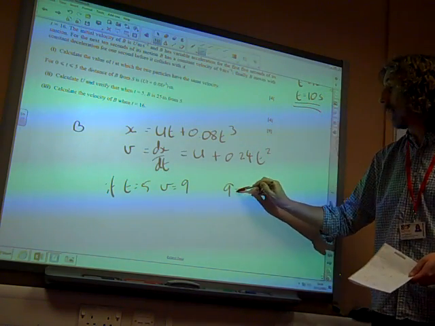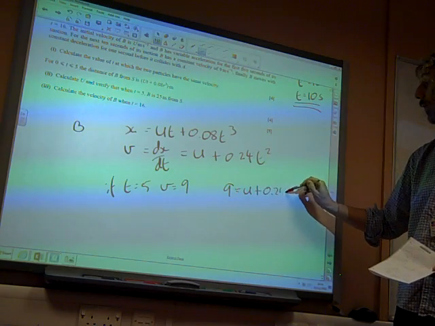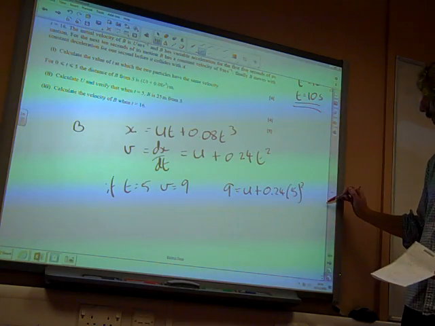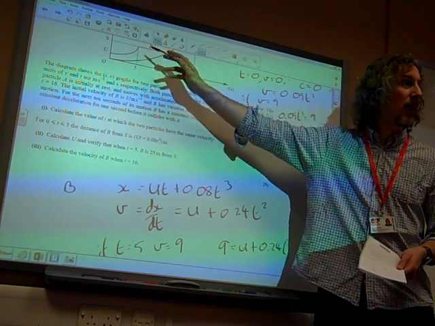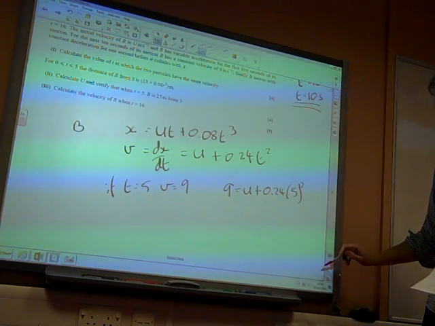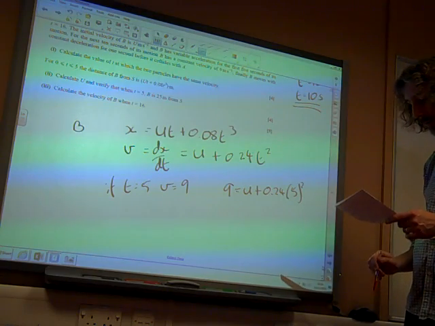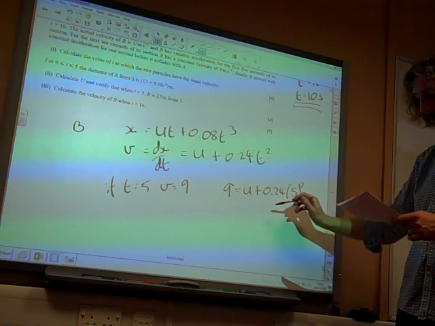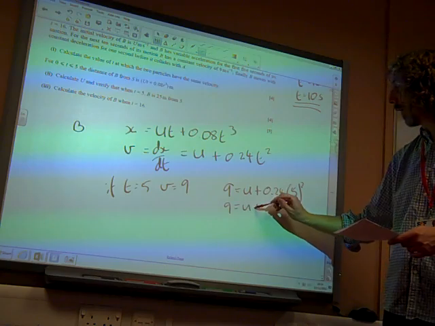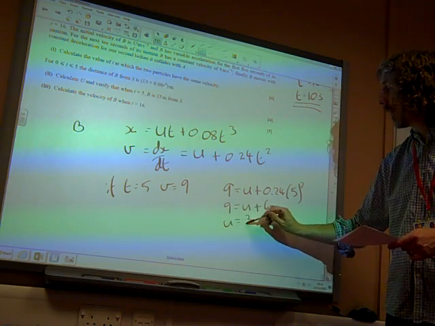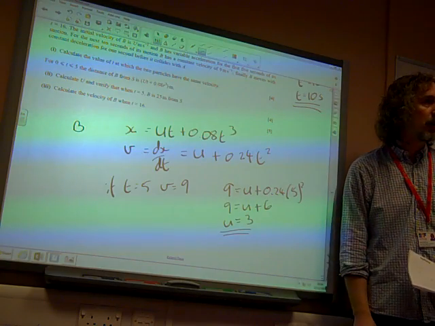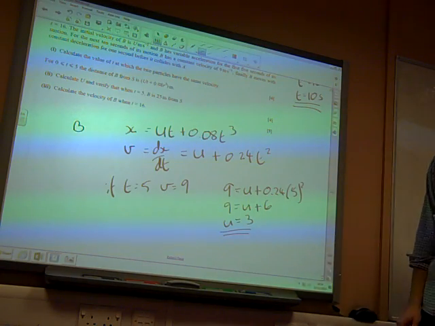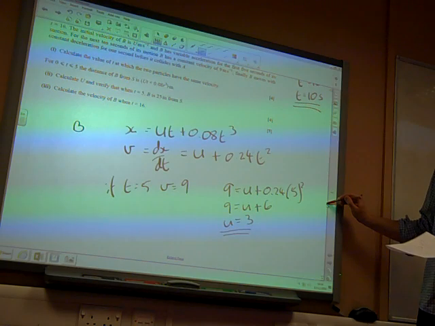So that means 9 is u plus 0.24 times 5 squared. That's the point that we know about in this question. If we rearrange that equation, this gives us 6, so 9 is u plus 6, so u is 3. I've slipped from a capital U to a lowercase u, but you get the point. That capital U that we're looking for is 3.